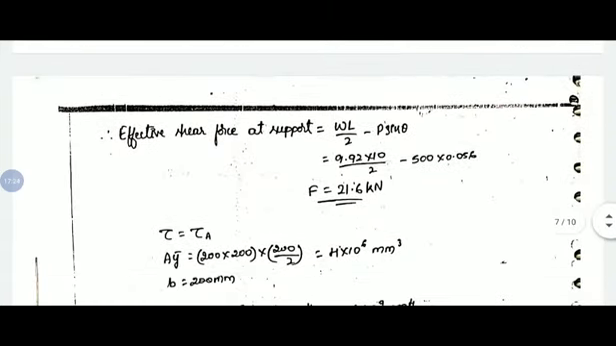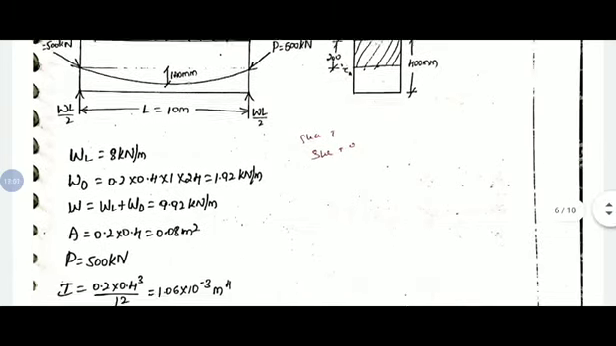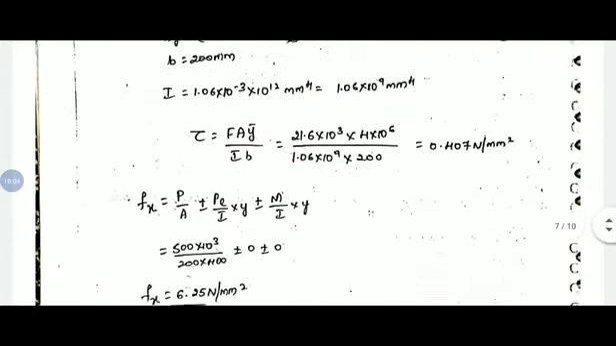So effective shear force at support, WL by 2 is the support reaction. Here P sin theta, if you observe the figure, 500 kilonewton, it is an inclined force. So theta, we have calculated slope of the cable, so that is 0.056, with respect to the horizontal axis. On resolving, horizontal component will be cos theta and vertical component will be sin theta. So since we are calculating shear force, we are going to consider only the vertical component. So WL by 2 is in upward direction and P sin theta will be in downward direction.